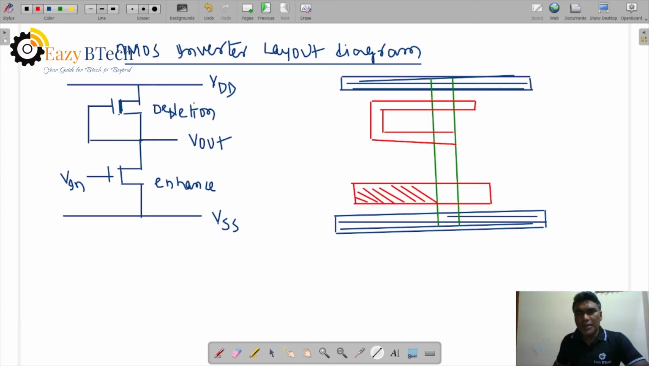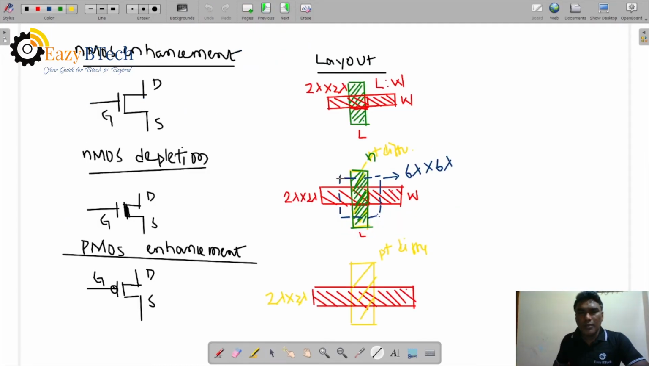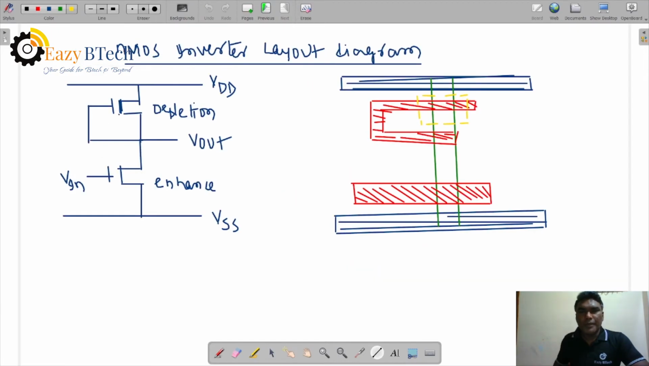This is a backward line representation. Diffusion is a forward line representation, right? And yellow implantation. The implantation color is yellow. You can take this yellow implantation in depletion, right? So yellow implantation.